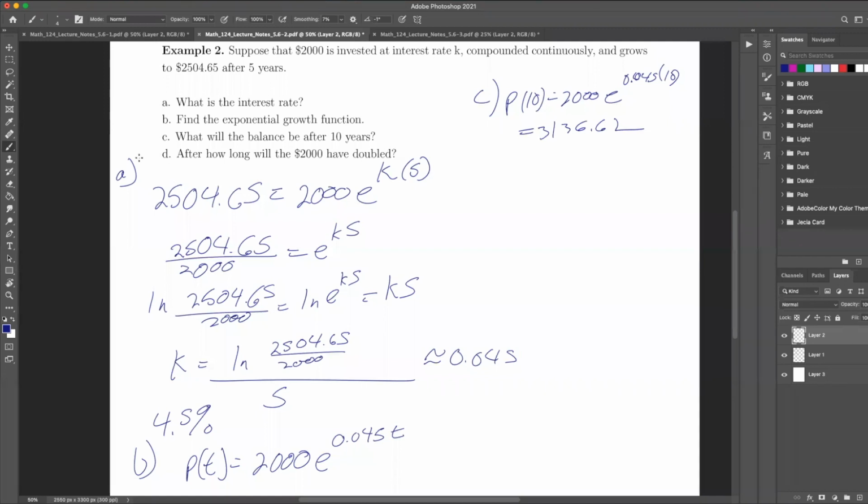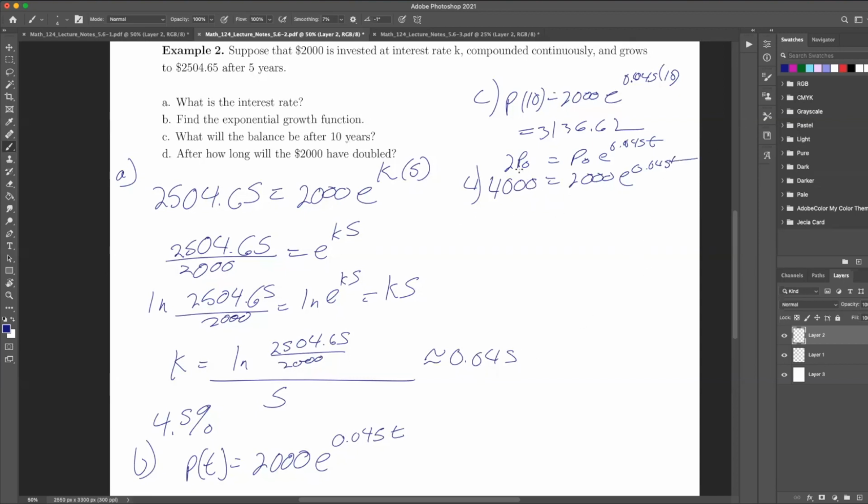And then we want to find out how long till it doubles. And so in this case, let's just go ahead and do that. So this would be 4,000, which is double the 2,000, equals 2 p naught equals p naught e to the 0.045 t. This is 0.045 t.